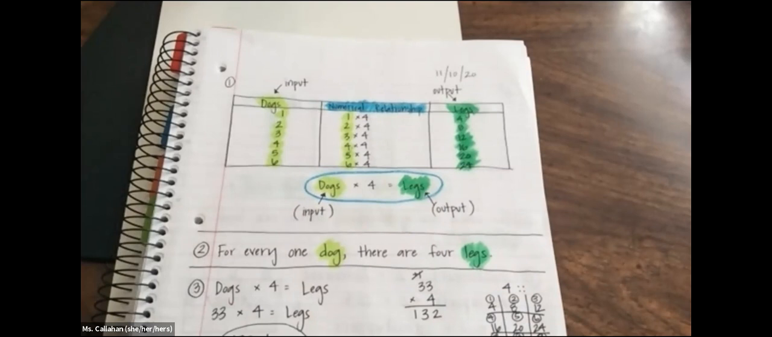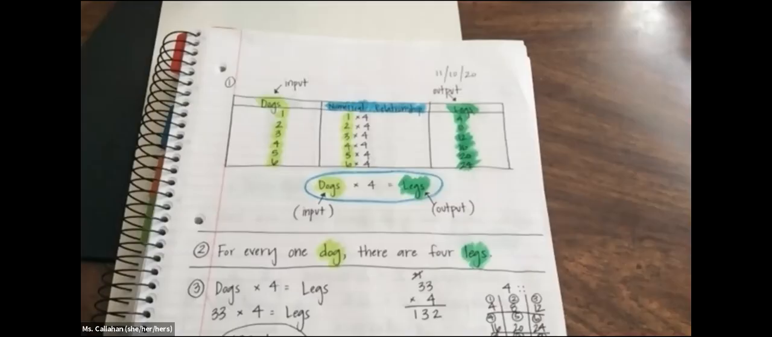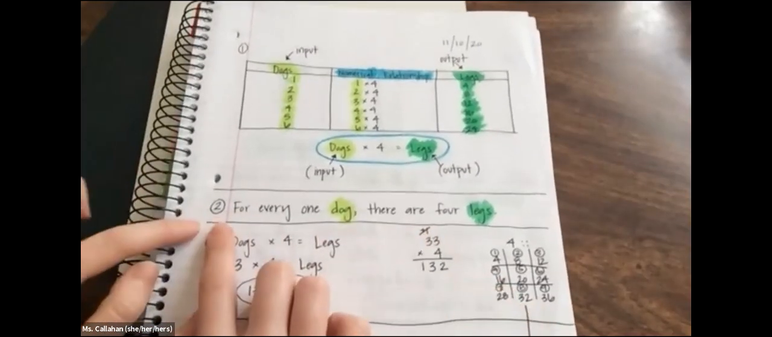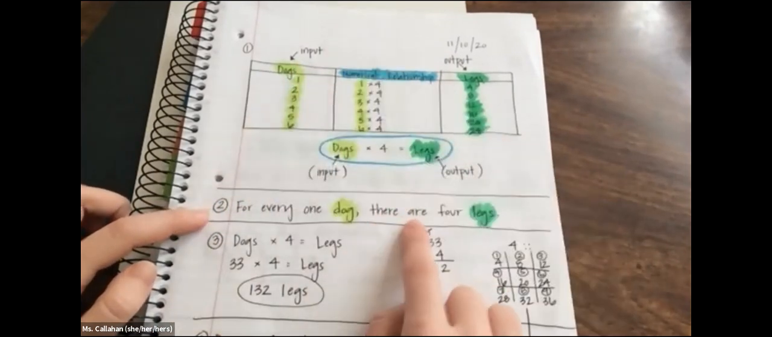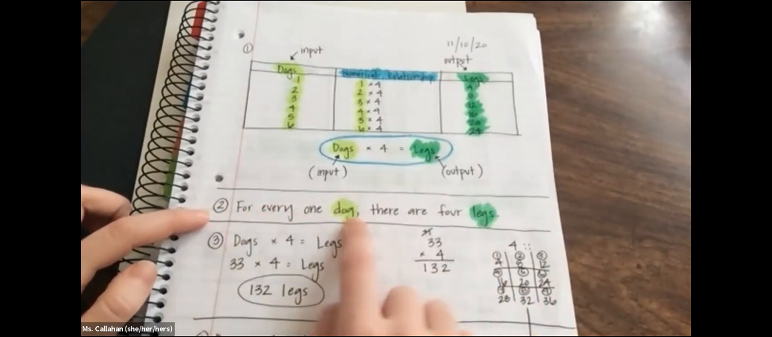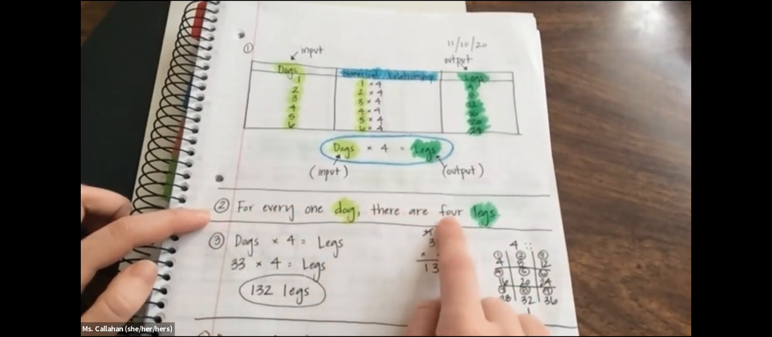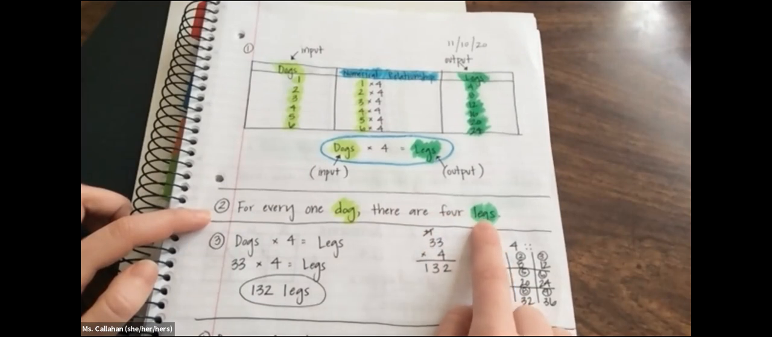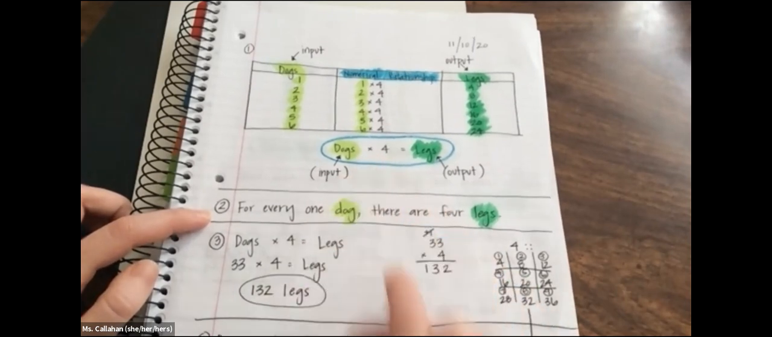Okay, so we built our table. Then we had to move to question number 2, which was to describe, in a complete sentence, the numerical relationship between dogs and legs. Well, in our complete sentence, we wrote for number 2, for every 1 dog, there are 4 legs. Okay, super simple. So I had you guys highlight your input. So for every 1 dog, there are 4 legs, which is our output. This 4 is our rule, right?